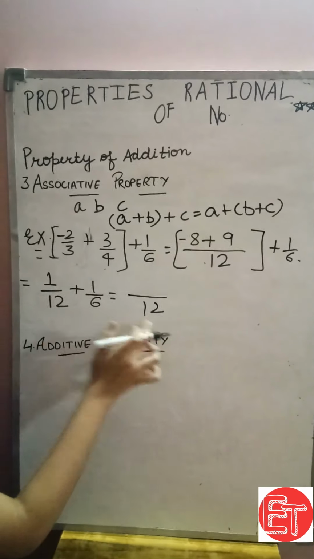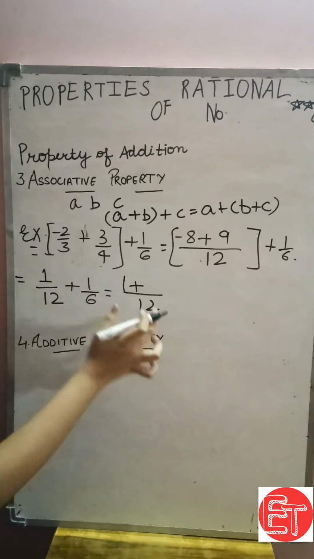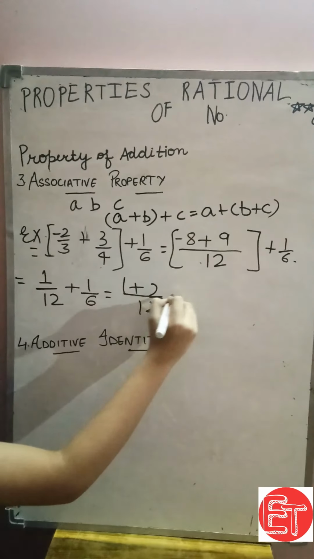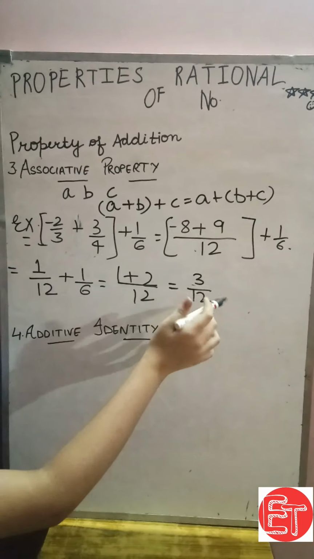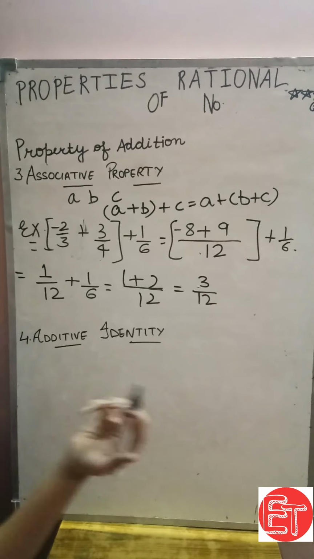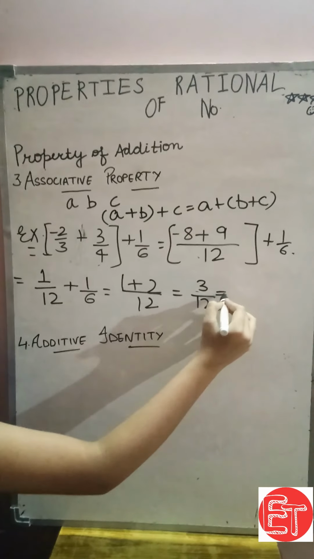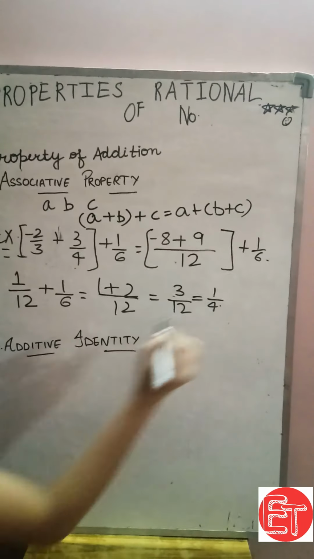Then 12 ones are 12, 1 ones are 1. 1 plus 6 2s are 12, 2 into 1 is 2. 1 plus 2 is 3. Now 3 upon 12. Can we cut it? Yes, we can. Then 3 4s are 12. So our answer will be 1 upon 4.